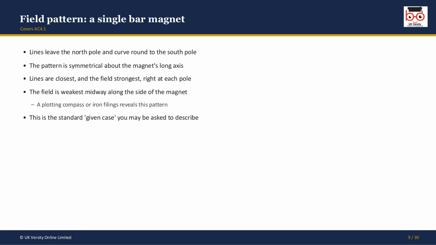Let's picture the field of a single bar magnet. The lines leave the North Pole and curve gracefully round to the south, and the whole pattern is symmetrical about the magnet's long axis. The lines are packed closest, and the field is strongest right at each pole, while the field is weakest midway along the side of the magnet. You can reveal this pattern for real with a plotting compass or with iron filings, and it's the standard case you may be asked to describe.